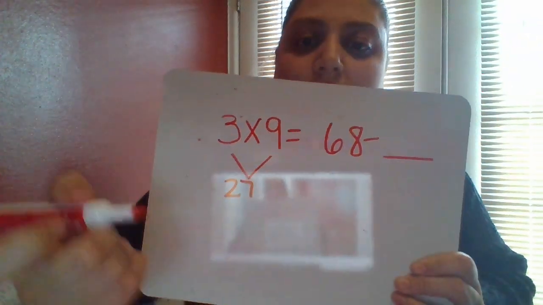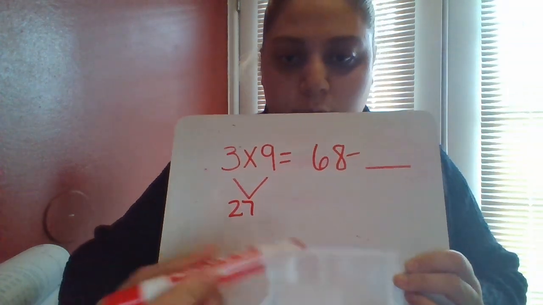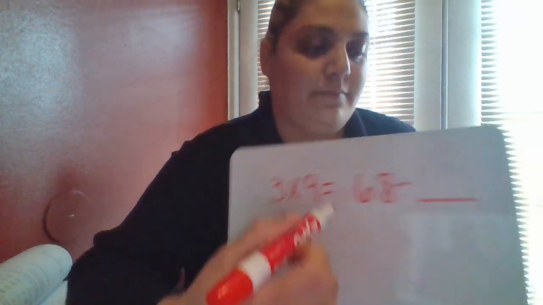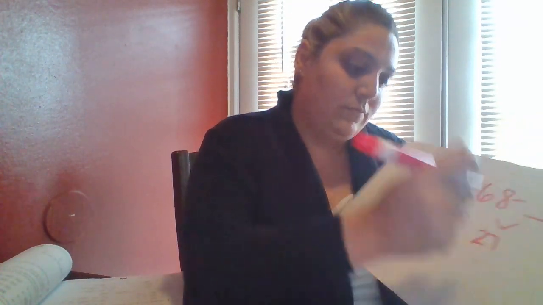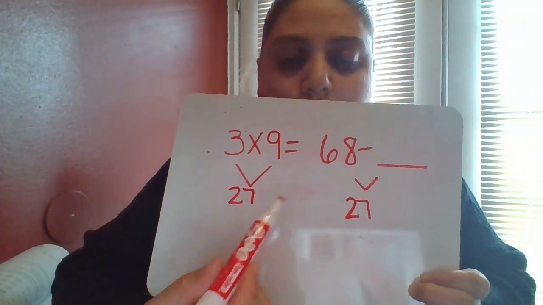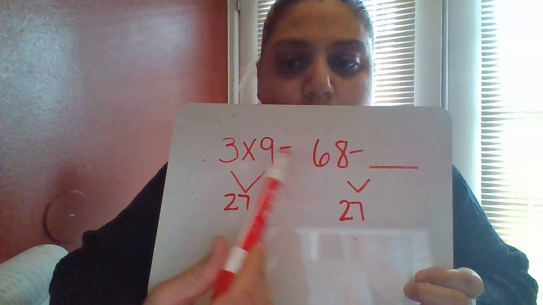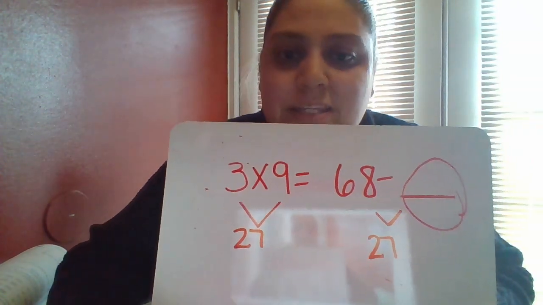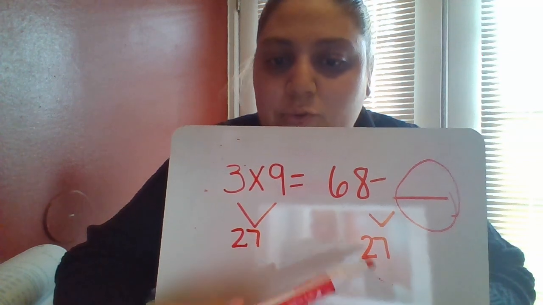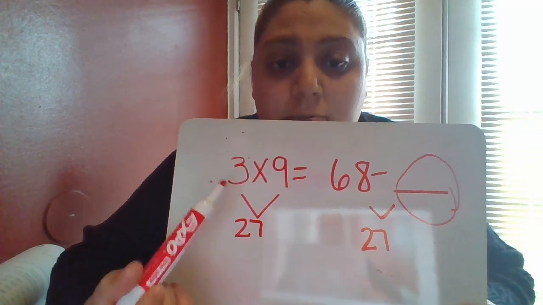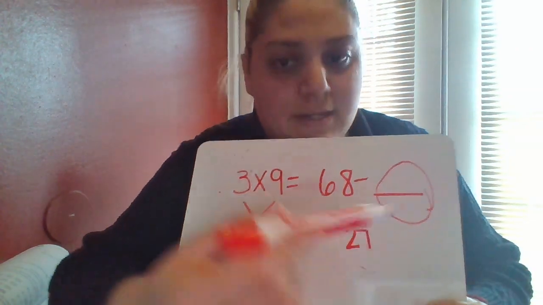So now we have to find out what number, so 68 minus what number will also give me 27. Okay, so both of these sides have to be equal. It doesn't mean that I'm going to write 27 here, because 68 minus 27 is not going to give me 27, okay? But I do use this number that we got here to find out this missing number.